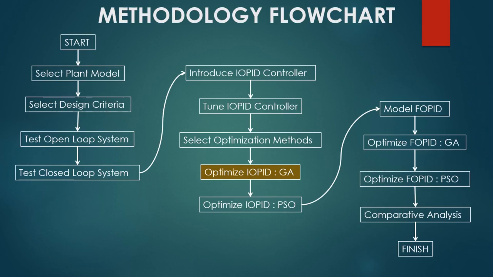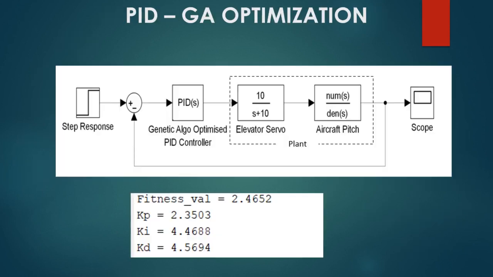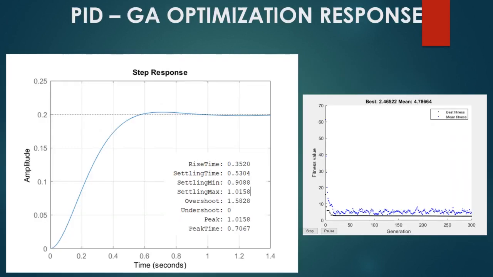So after using the genetic algorithm for tuning the integer order PID parameters, we obtain a fitness value of 2.4652, which represents very good performance. And we can see from the step response plot that the system has very good performance after the PID parameters are tuned by the genetic algorithm.